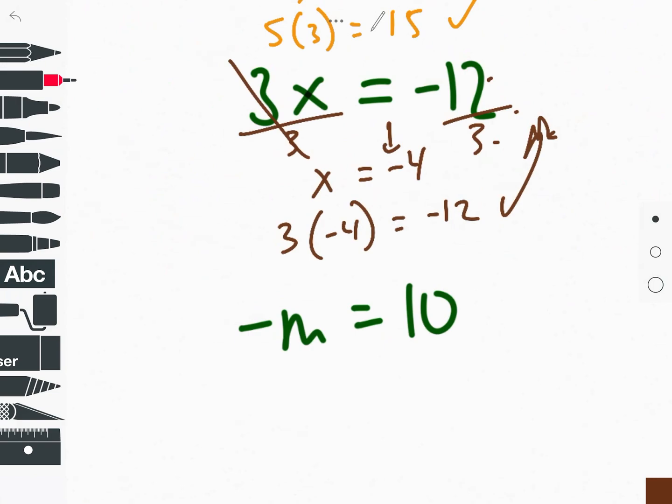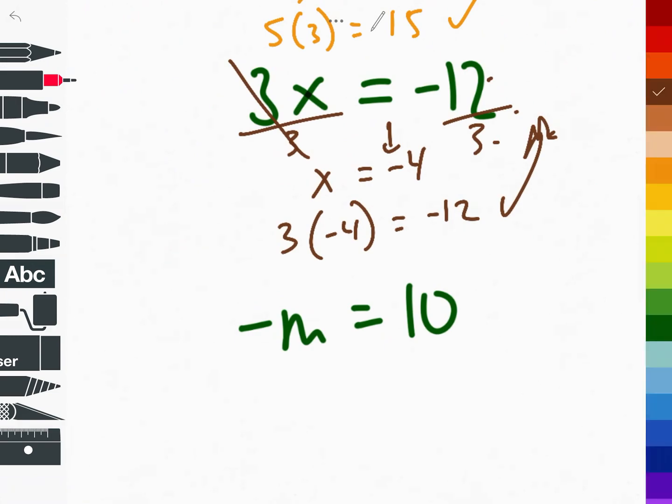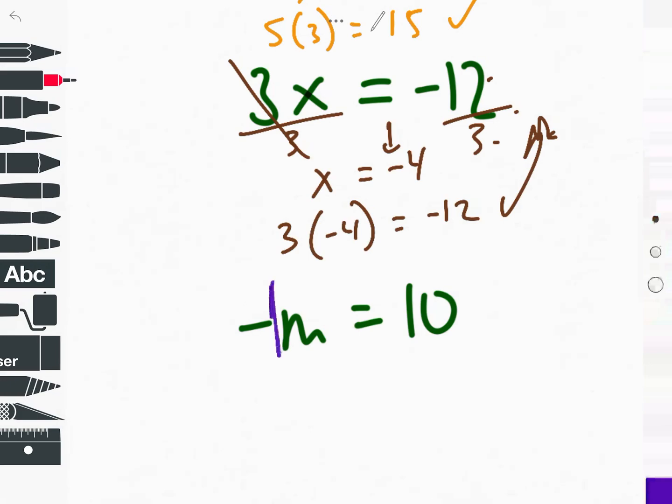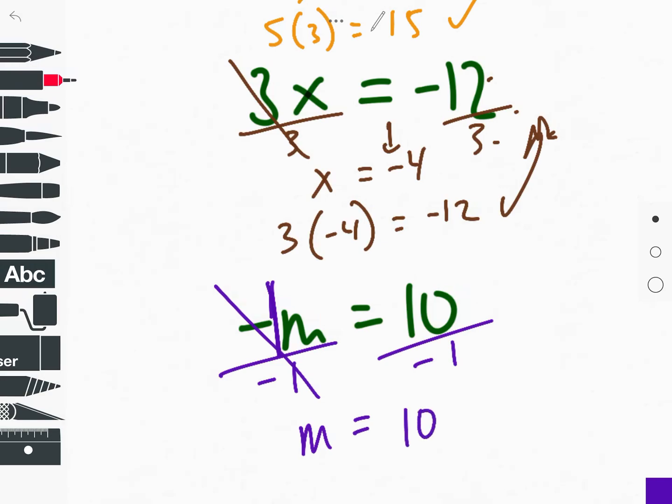All right, this guy right here. Whoa, this one's a little wild. This is a color changer. We're going to purple, okay? This negative m is actually negative 1m. We don't put the 1 in because 1 times anything is itself. So in algebra, we leave it there. So when you see a negative, it really means a 1. So to undo multiplying by negative 1, I am going to divide by negative 1, because negative 1 over negative 1 is positive 1. 10 divided by 1 is 10. A positive divided by a negative will be negative.